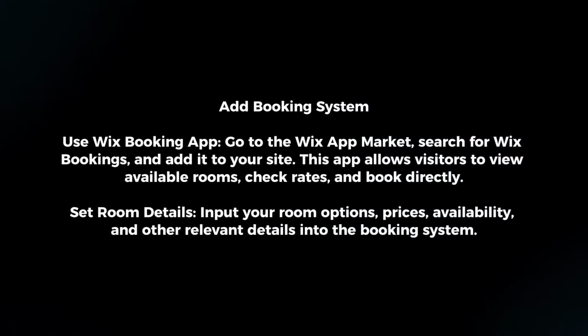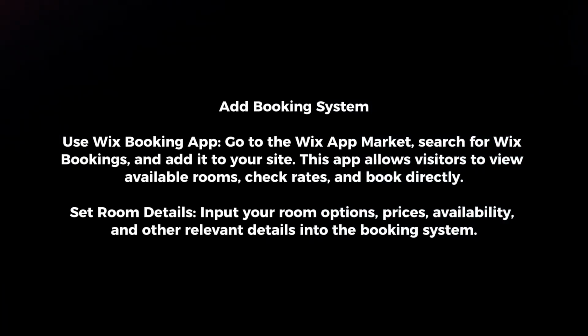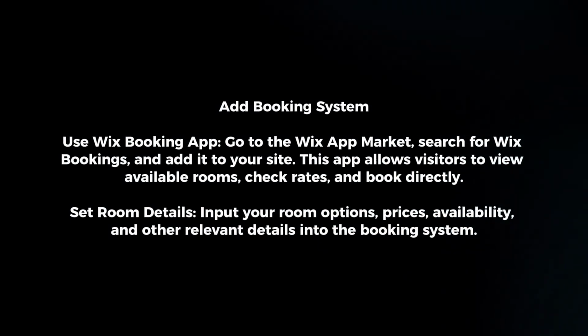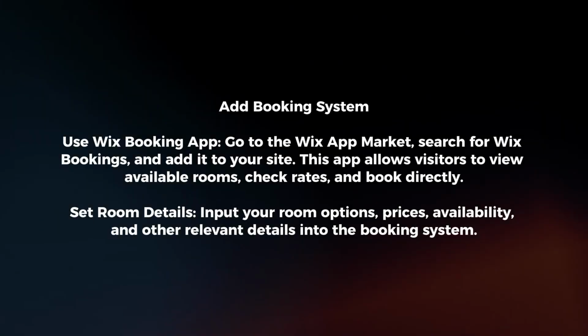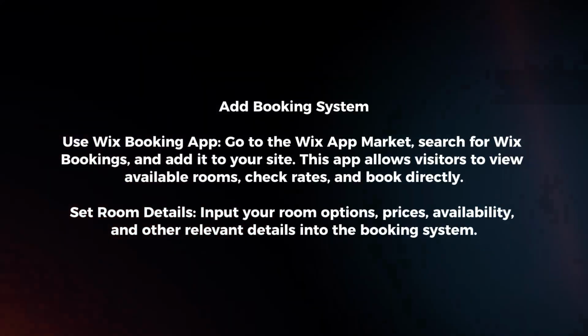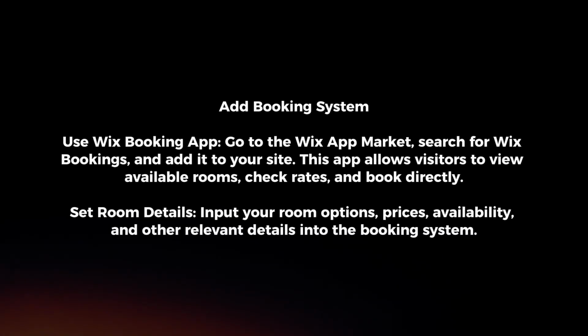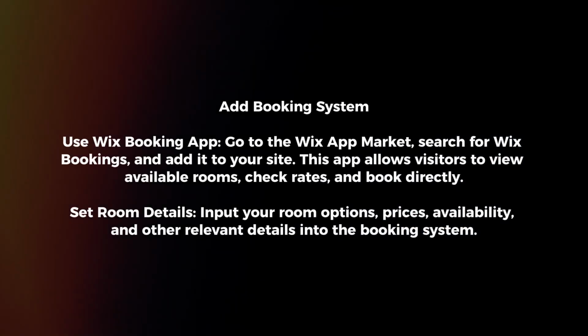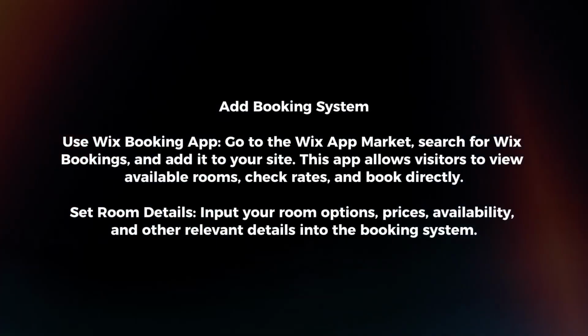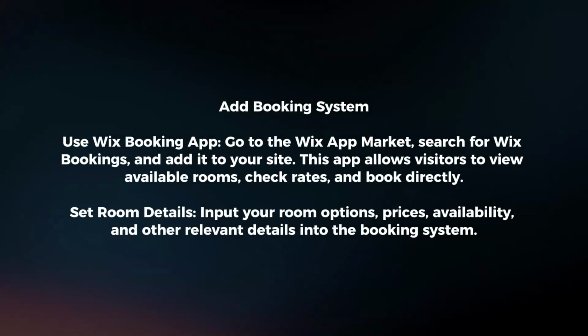Add booking system. Use Wix Booking app. Go to the Wix App Market, search for Wix Bookings, and add it to your site. This app allows visitors to view available rooms, check rates, and book directly. Set room details. Input your room options, prices, availability, and other relevant details into the booking system.